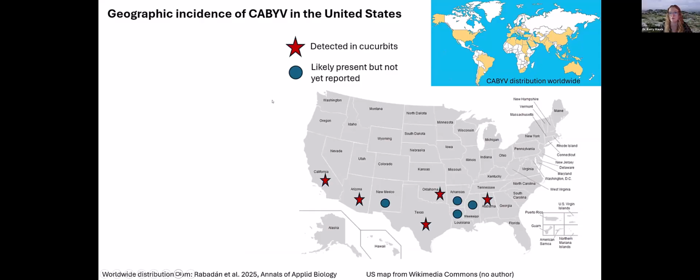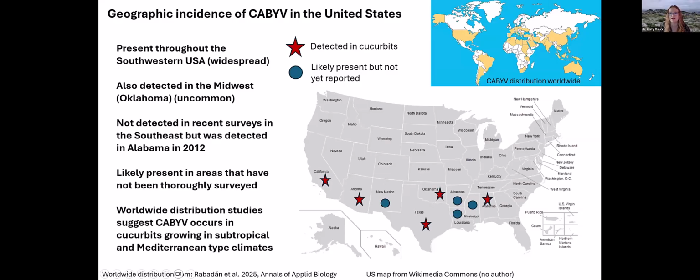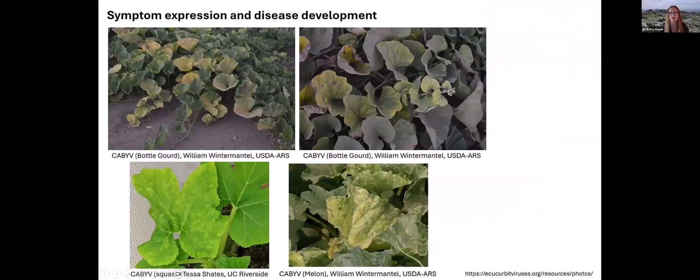The virus is distributed broadly throughout the world in areas that have sort of an arid Mediterranean type climate or a subtropical climate. So you can see that in the map up in the corner here. So any cucurbits that are growing in an area with that type of climate that has the vectors present could potentially be a place where this virus could be present and causing disease.